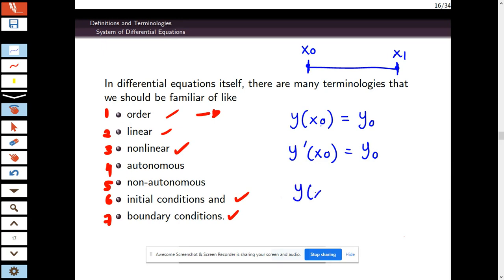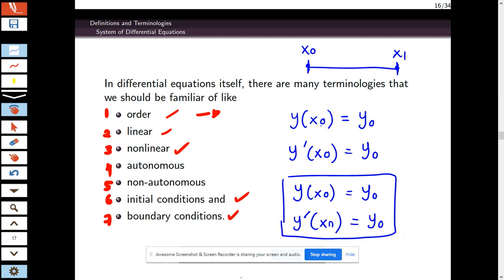So the same now: y(x0) = y0, and y'(xn) = y0. Now this is boundary condition. You see because of x0 and xn, right, doctor? Yes, Tan. Boundary means you need to have two different sets of x. If it's just one x, which is the initial only, you call it initial condition. This is initial condition, this is boundary condition. Clear, Tan? Clear, doctor. Thank you.